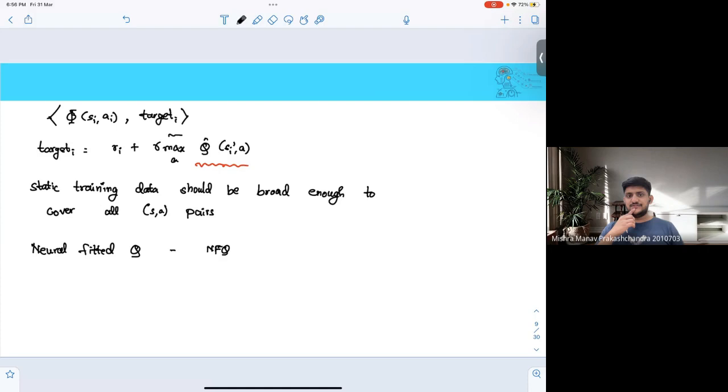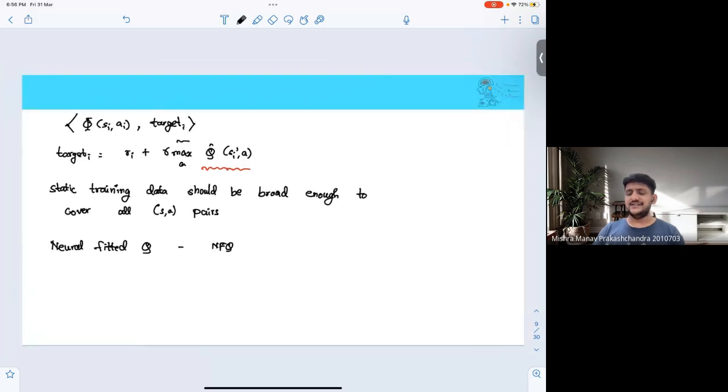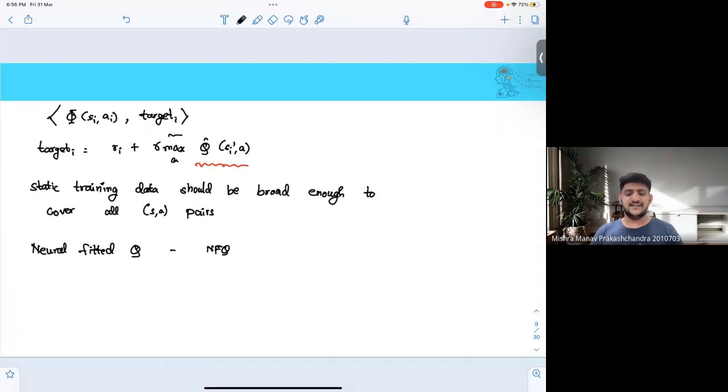So in order to do a max, I need a broad number of state action pairs. And since doing that by itself is a very arduous task, we need to have some sort of an approximation to fit the Q function, based on the available data that we have. So you pass the state action to a neural network, and it should approximate the appropriate Q function for that state action pair.